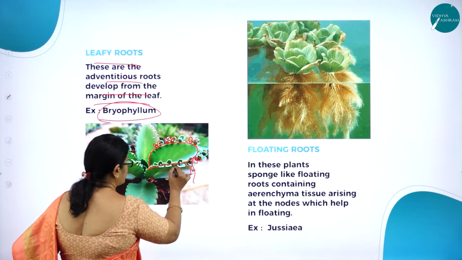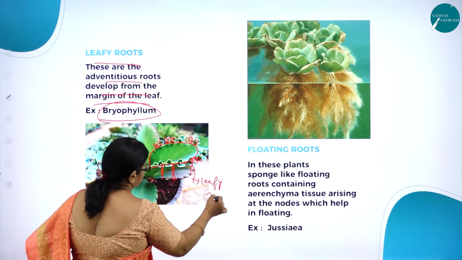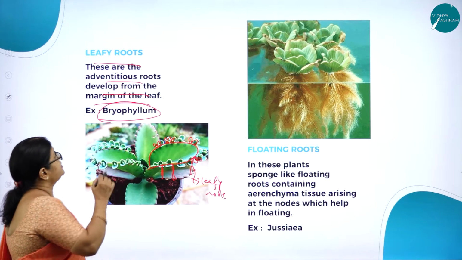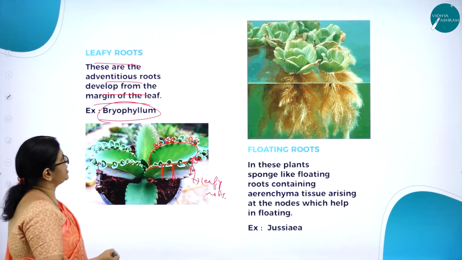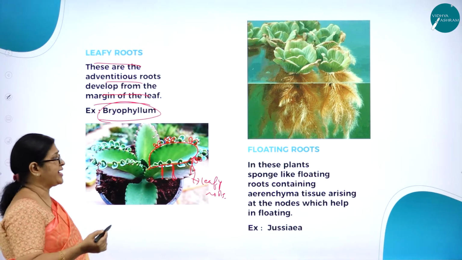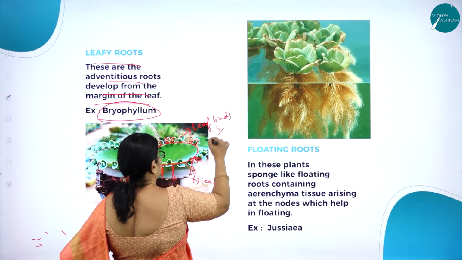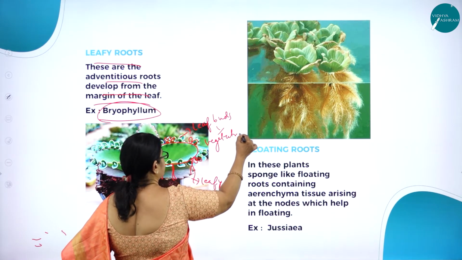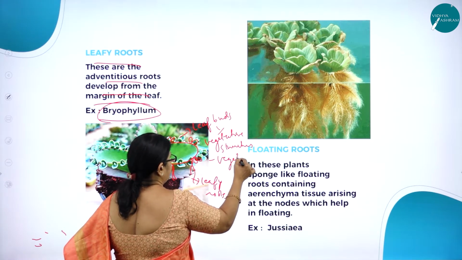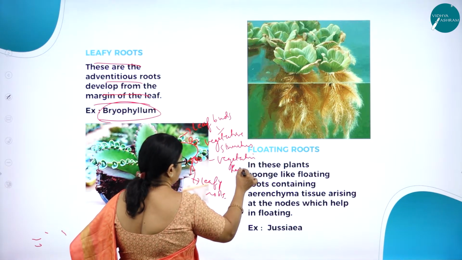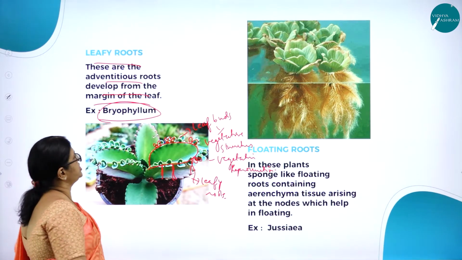And they develop roots like this. These are called as leafy roots. And these are the adventitious roots developed from the margin. You can see they are developing from the margin of the leaf, and they are also acting as what? These are called leaf buds, which are also acting as vegetative structures, which take part in vegetative reproduction.